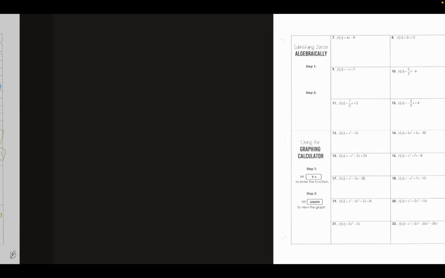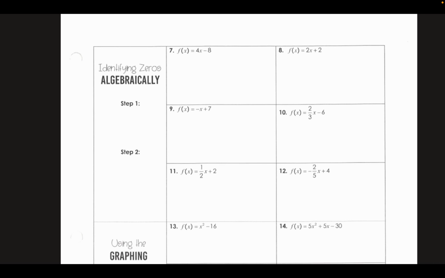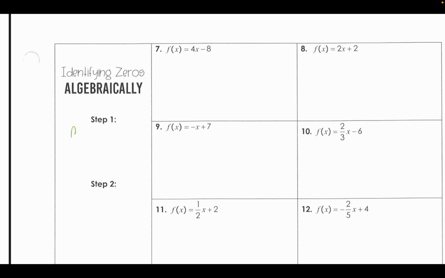Now let's practice finding them algebraically. We're going to do some math. So these are going to be from equations here from 7 through 12. Step 1 is that we replace y, or f of x, I'm going to put a slash there because they're the same thing, with 0. Step 2 is that you solve for y slash f of x.